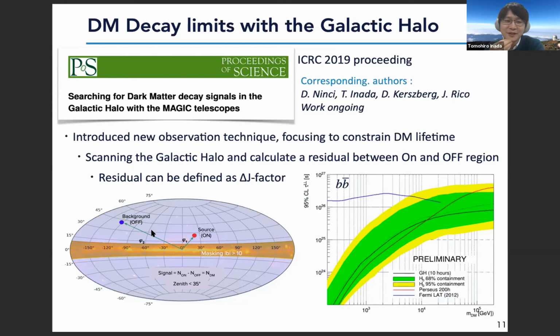And the residual can be defined as delta K factor. So the residual can be interpreted as the signal from dark matter. And we set the limit like this, and the limit is still a bit lower than the Perseus cluster, but we only use 10 hours. So I think this is a good demonstration for introducing a new technique for the lifetime limit constraint.